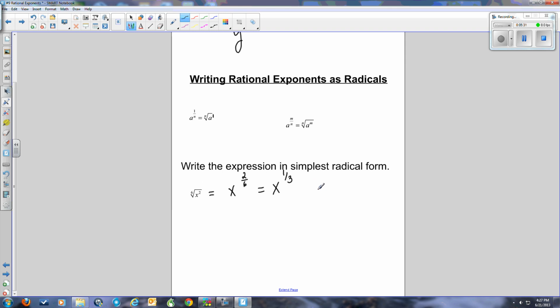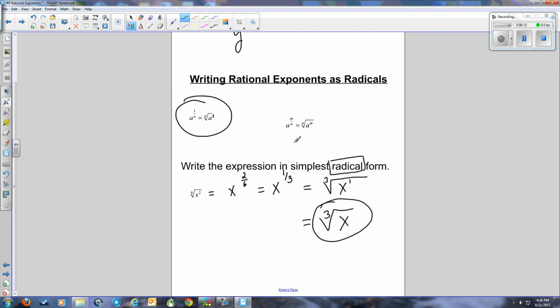x to the 1/3. Now it says write it as a radical. So we need to look back and say, okay, I've got 1 over something for my exponent. Well, if I look at this formula that I'm circling here, this would be the same thing as taking my denominator, that's my index, so that'd be a 3, and my x goes under the radical, and the exponent is the 1. Or you don't even have to have that exponent there of 1. You never have to leave an exponent of 1. So you can just write that as the cube root of x. It's just following this formula here.